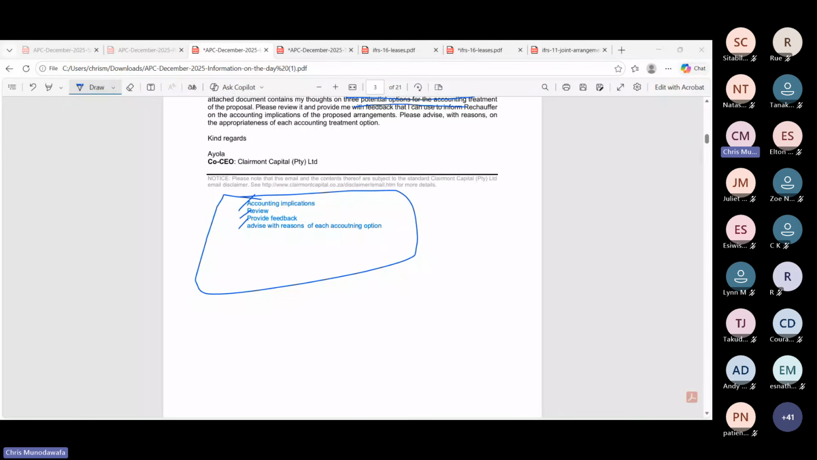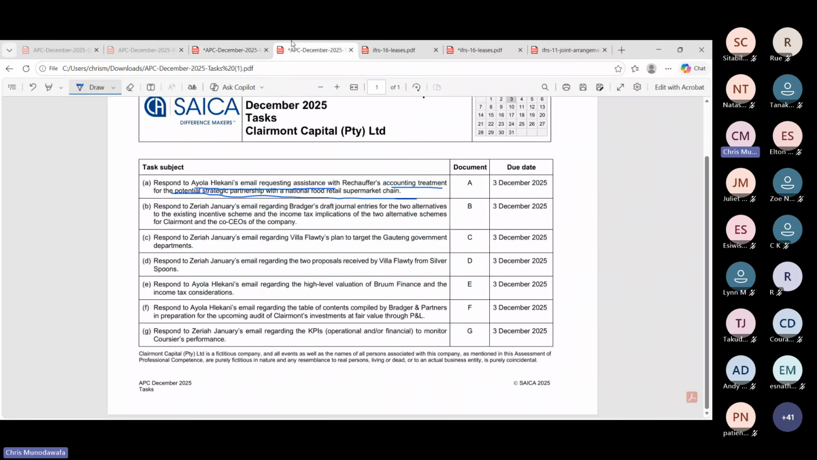Coverage simply means identifying and responding to all the material matters contained in the task. A student demonstrates coverage when they, number 1, identify every explicit instruction. If you identified every explicit instruction, it is review, provide feedback, advise with the reason of each accounting option. Meaning, if I just rush and go to the task, team, am I able to provide the proper coverage?